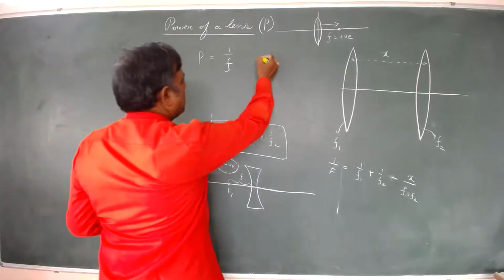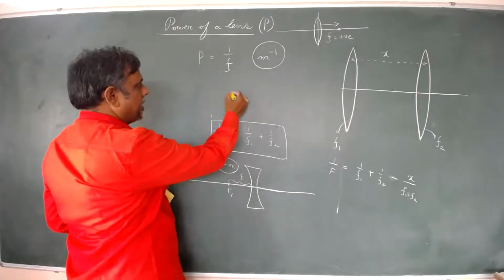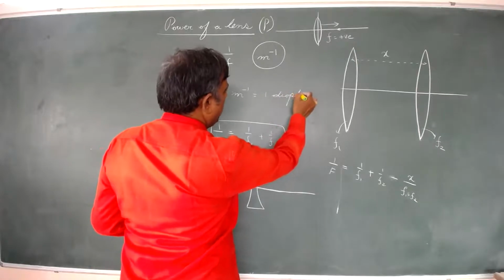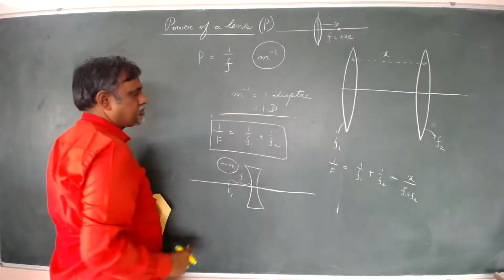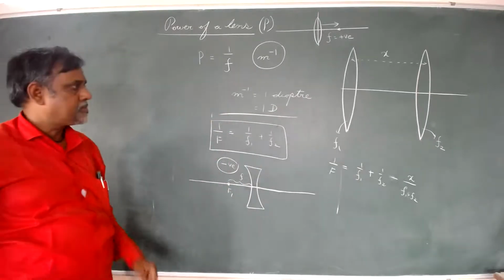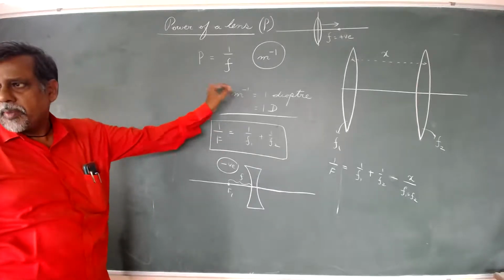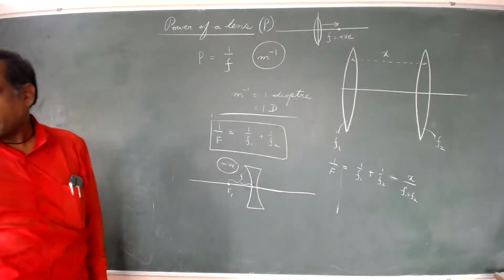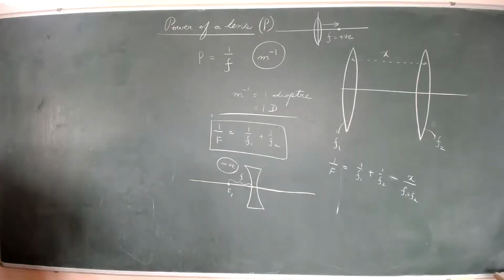So per meter becomes the SI unit of power. Per meter in the SI system is defined as 1 diopter, and the symbol is capital D. Got it? The same power concept we will apply even for the combination. When the lenses are kept in contact, the effective focal length is 1 by f equals 1 by f1 plus 1 by f2. Therefore, the effective power P is equal to P1 plus P2.